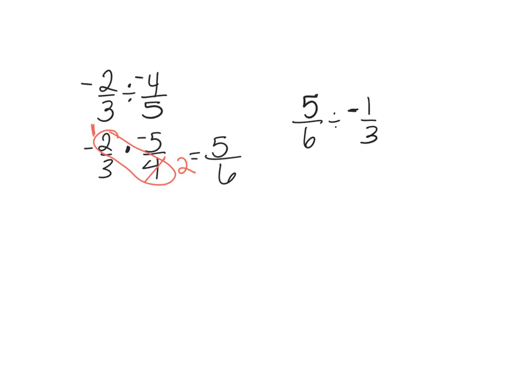All right, so I'm seeing some good answers in here. That's 5/6 times negative 3/1. And then we can see that we have common factors here. So 6 divided by 3 is 2, and 3 divided by 3 is 1. So we get negative 5, and 2 times 1 on the bottom, halves. So good job, guys.